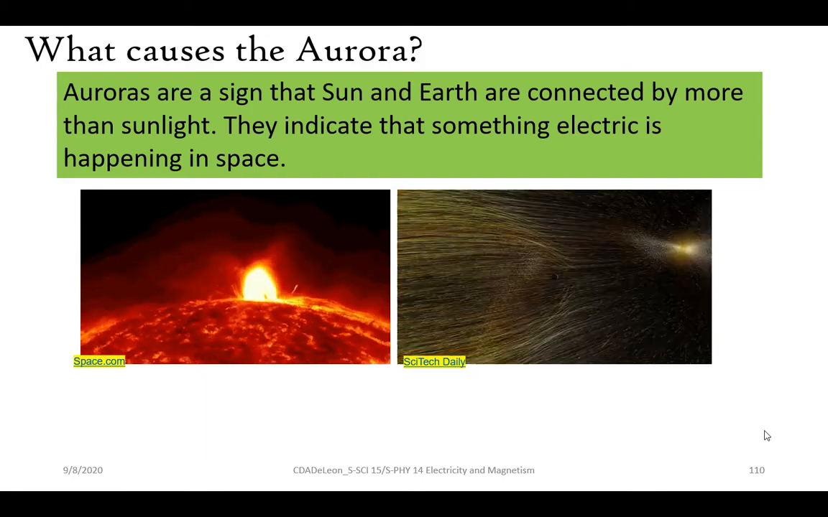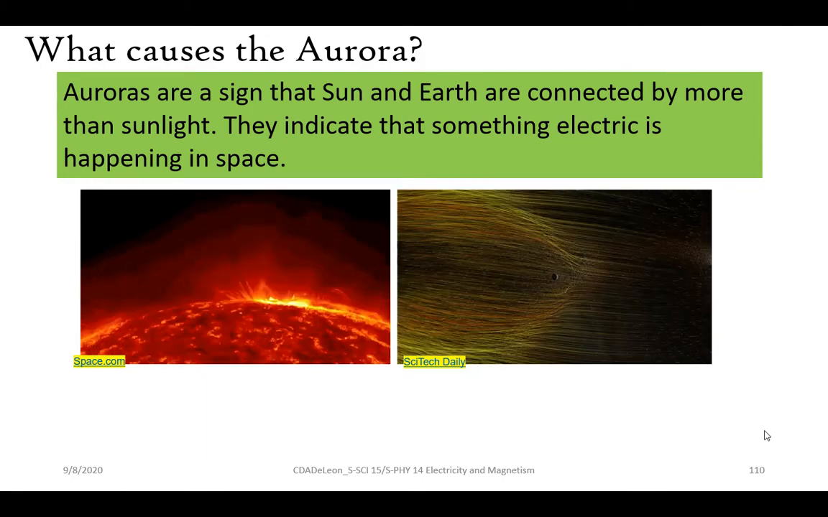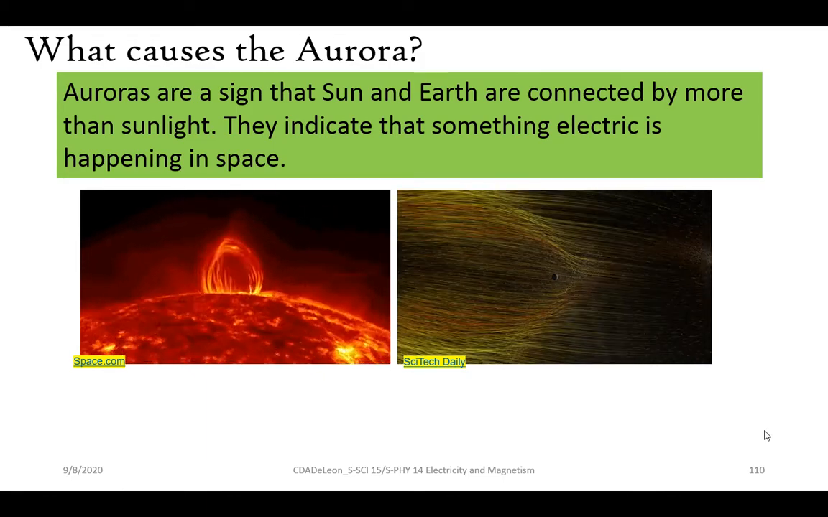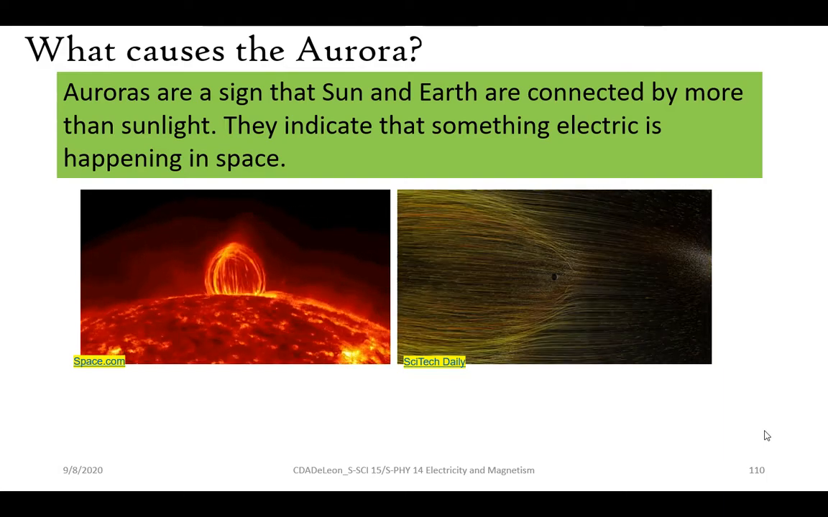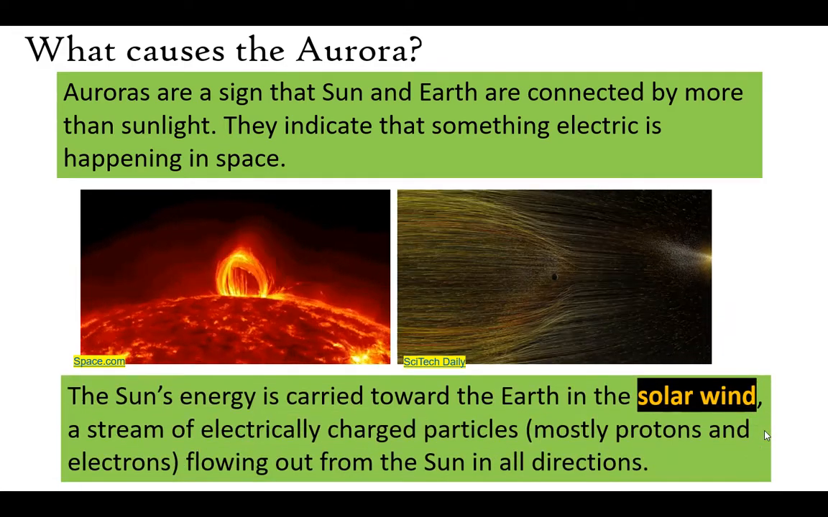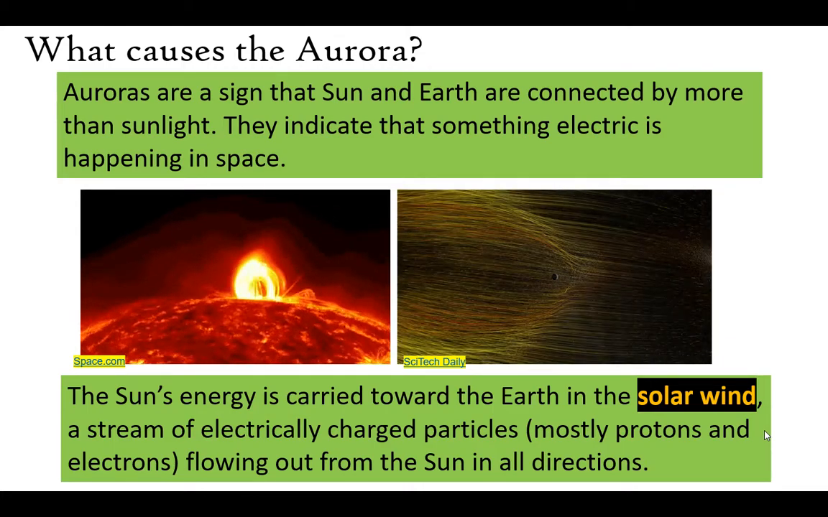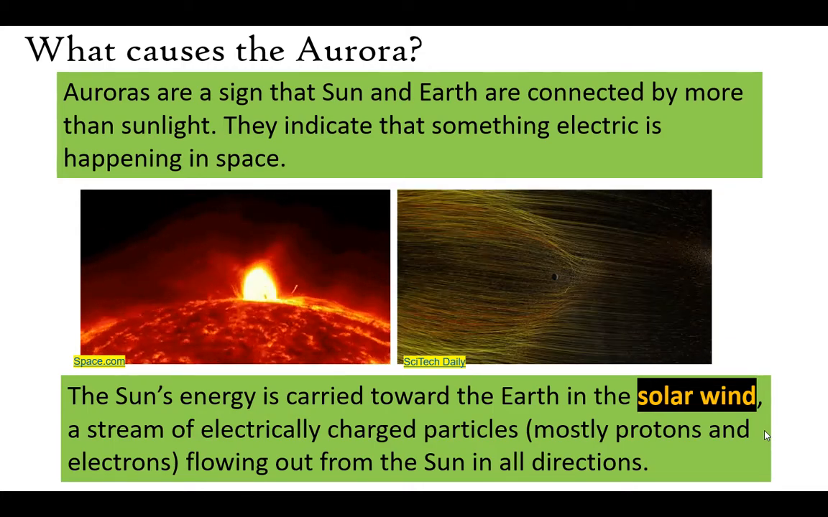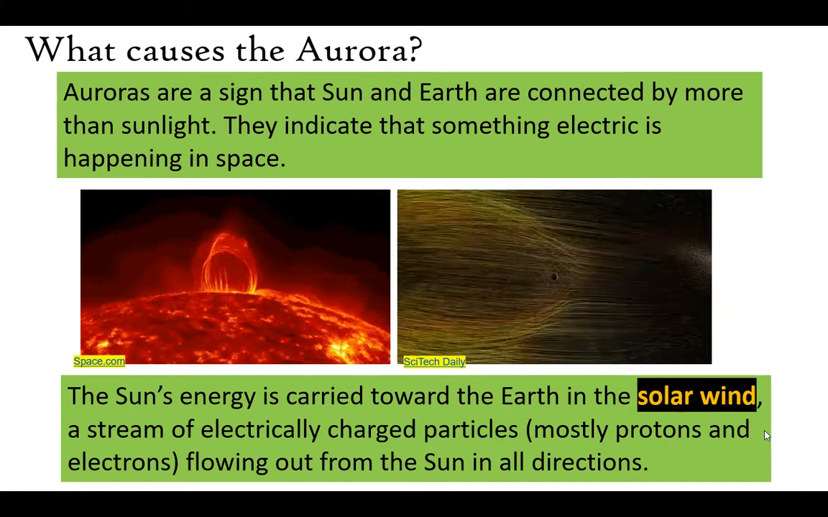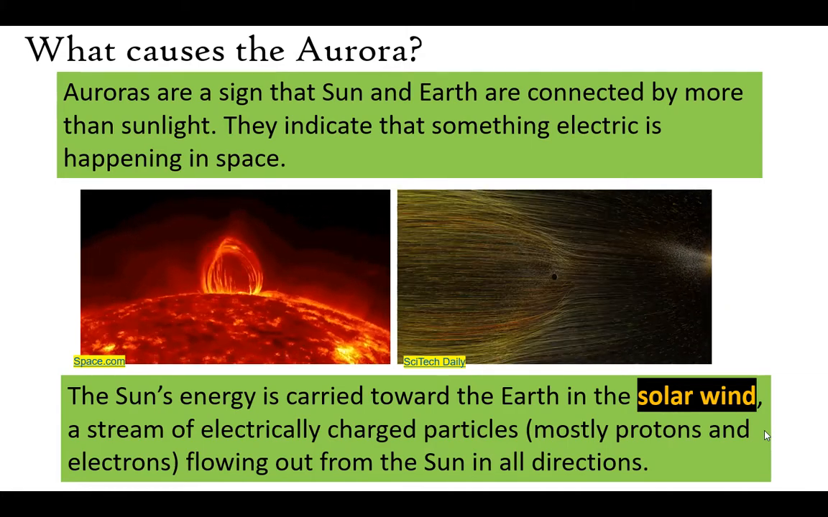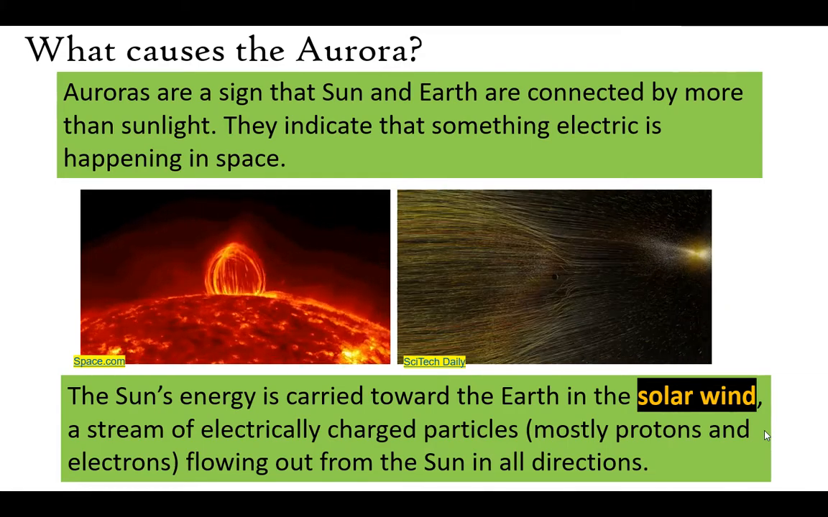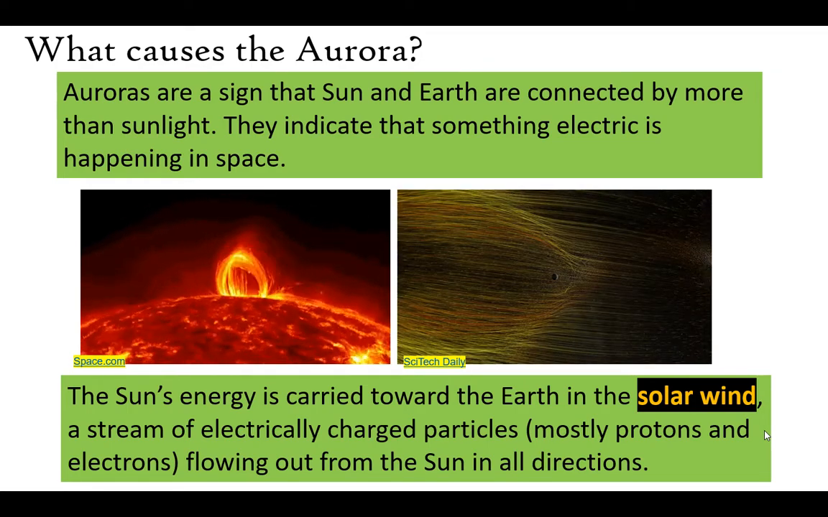So auroras are a sign that sun and earth are connected by more than sunlight. They indicate that something electric is happening in space. So the sun's energy is carried toward the earth in the solar wind, a stream of electrically charged particles, mostly protons and electrons, flowing out from the sun in all directions.